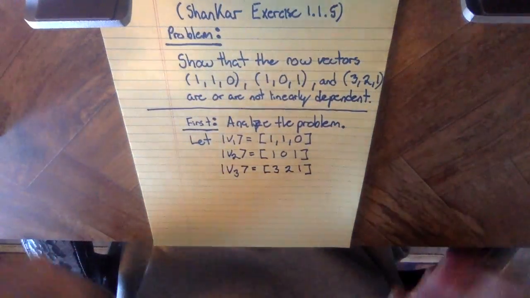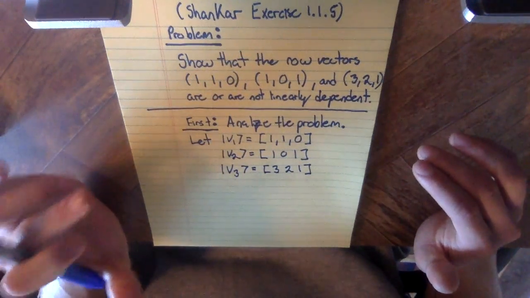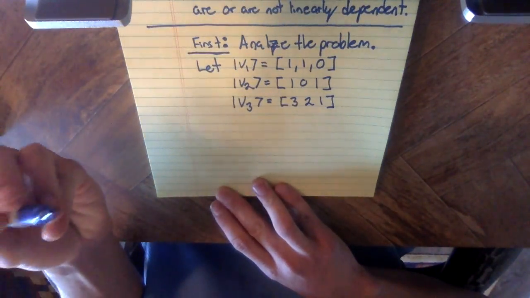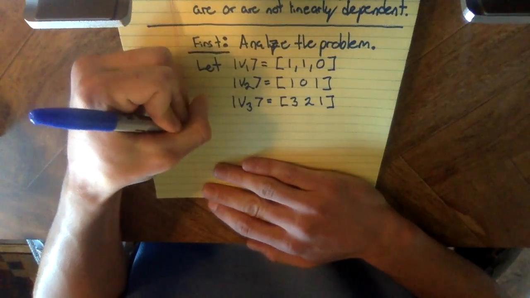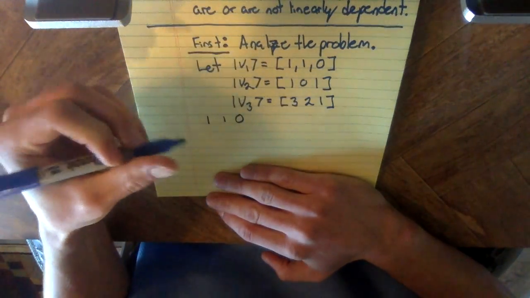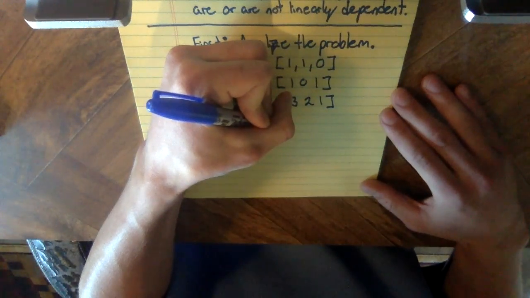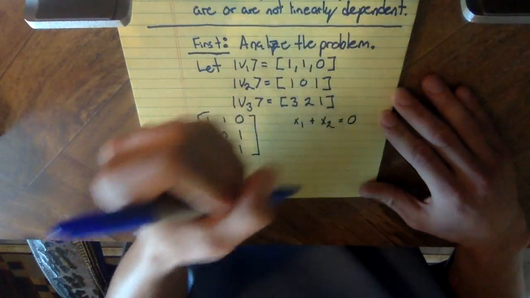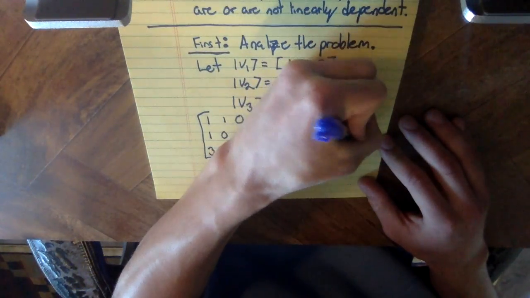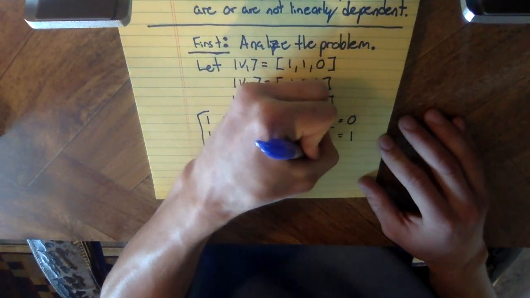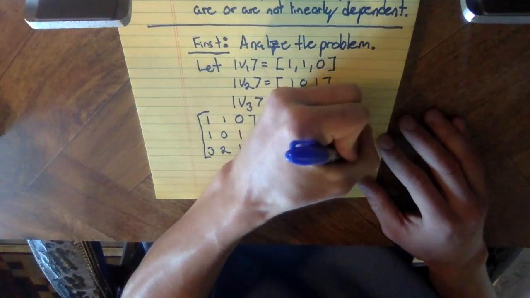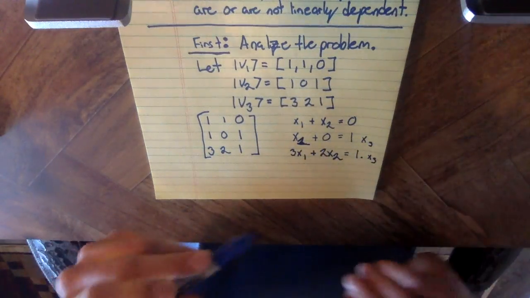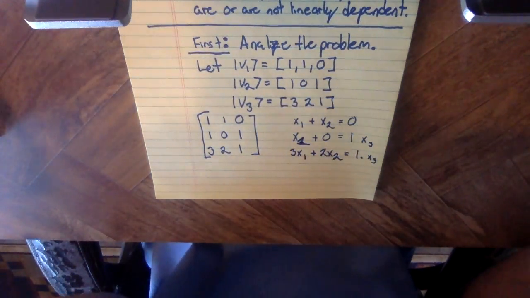So now that we have the basis of our problem set up, we need to figure out what it means for something to be linearly dependent. We can see that the corresponding matrix and system of linear equations can be represented as (1, 1, 0), (1, 0, 1), and that its linear system would be represented as x1 plus x2 equals 0, x1 plus 0 equals 1, and that 3x1 plus 2x2 equals 1. You can also refer to the ones as x3, but for simplicity, we'll just refer to them as 1 since this problem is pretty simple.